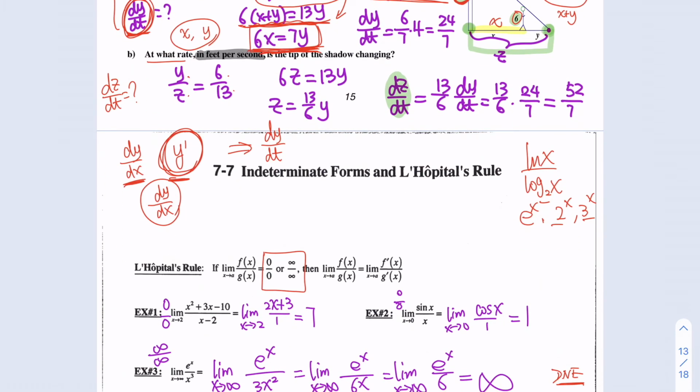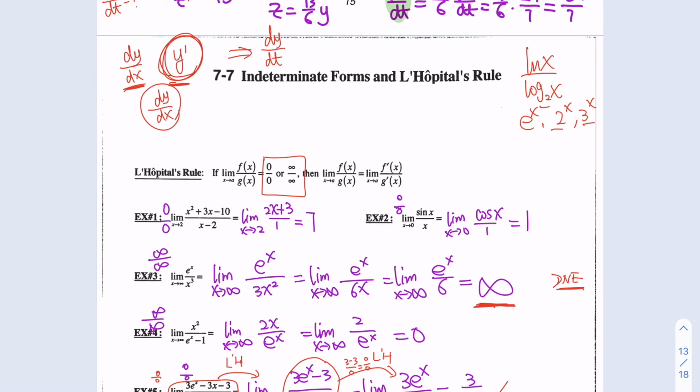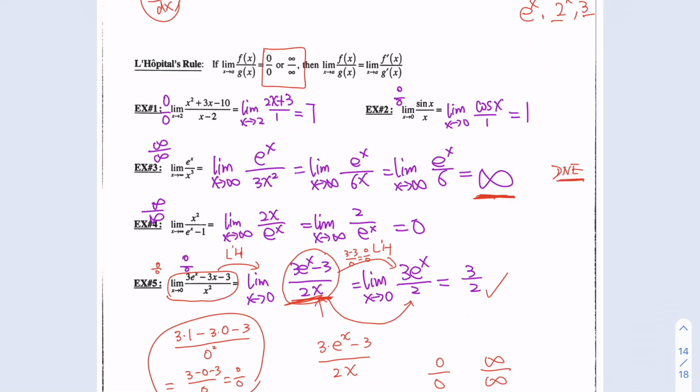And 7.7 is where I put L'Hopital's rule. We learned this before: for a limit that is 0 over 0 or infinity over infinity, we can use the derivative and L'Hopital's rule to solve the equation directly. Everybody try to do this problem yourself and compare your answer with mine.